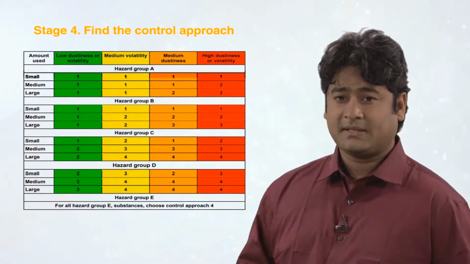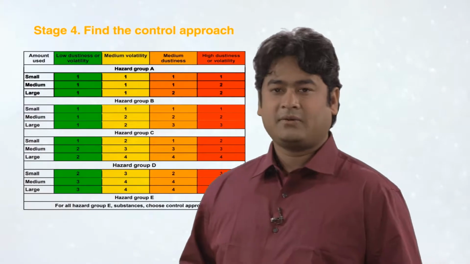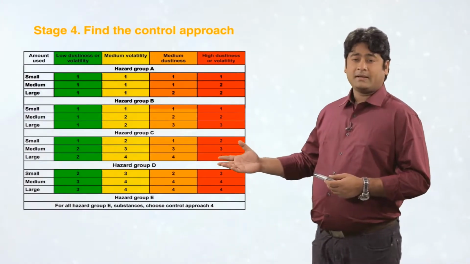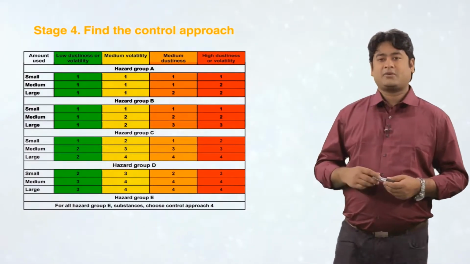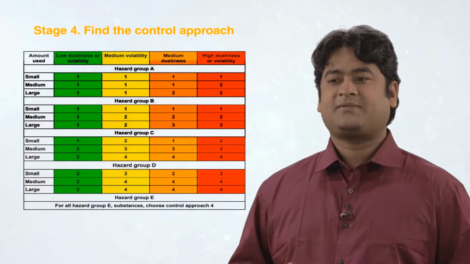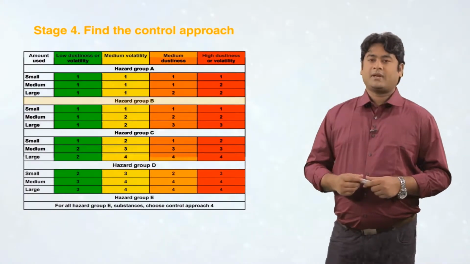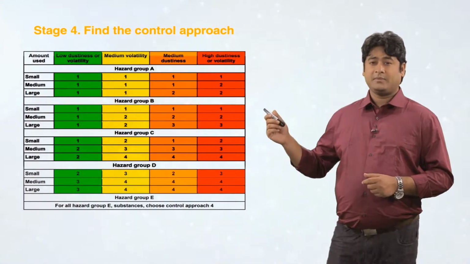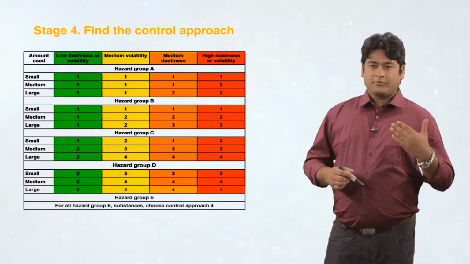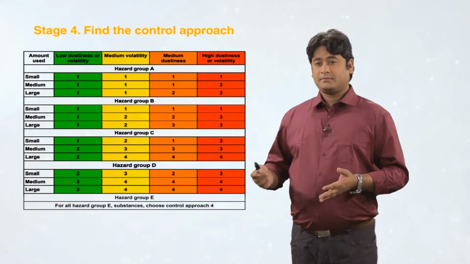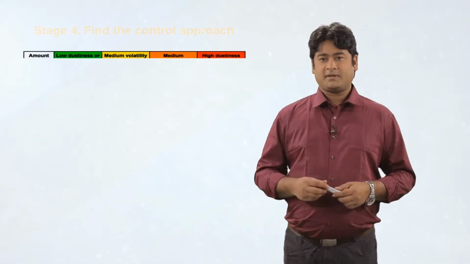We have done a few examples in stage 1, stage 2 and stage 3 with a particular chemical. Let's say for one particular chemical which falls under hazard group B and the dustiness of this solid chemical is small. In this case, the control approach will be 1. From this table you can see the control approach will be 1. And if this chemical is liquid and it falls under hazard group B, and if the volatility falls under the medium category, the control approach will be 2. And what this 1 and 2 mean, we will see in the later part of this session.